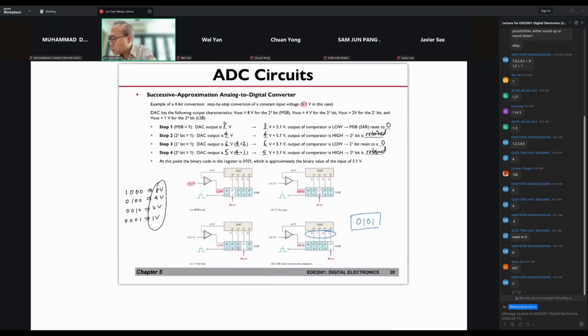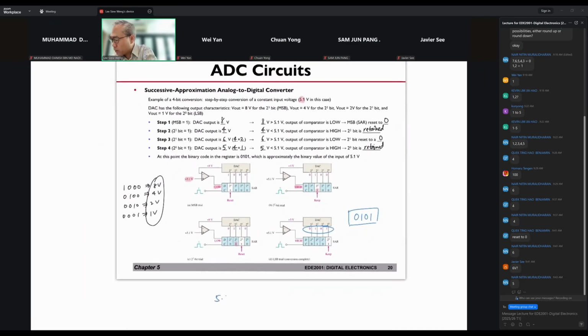Now, I'm going to do a simple block diagram here. The input voltage in analog, 5.1, goes through this ADC and it will be digitized to 0101. That's all. So this is quite easy. Any questions on this before I move on to the examples?